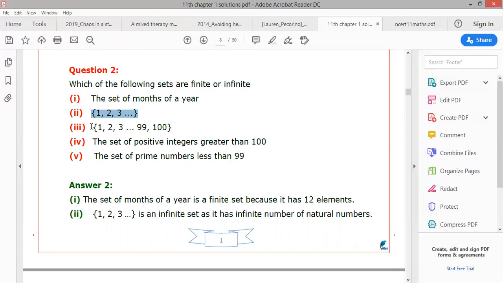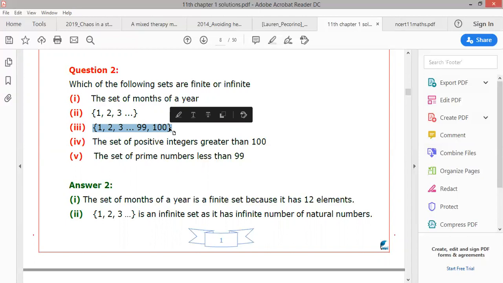After that, this is part number third. We have elements 1, 2, 3. Thereafter, there are also dots, and there's continuity. And seen here, it's 99 and 100. That means in this set, the elements go from 1 to 100. So if they go from 1 to 100, there is a finite end to this set. So this set is a finite set.